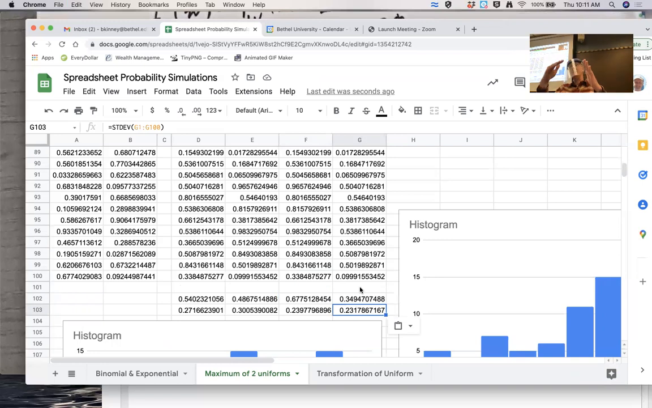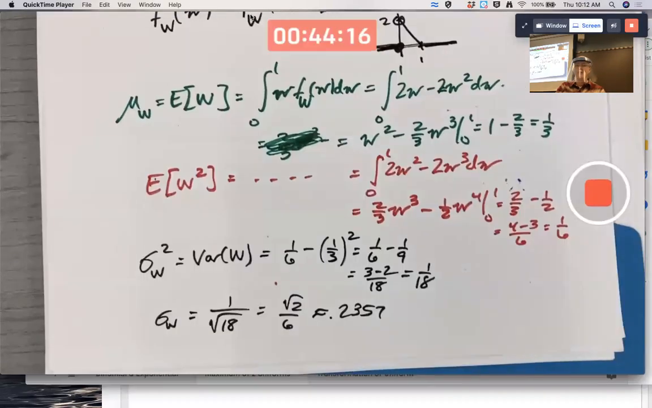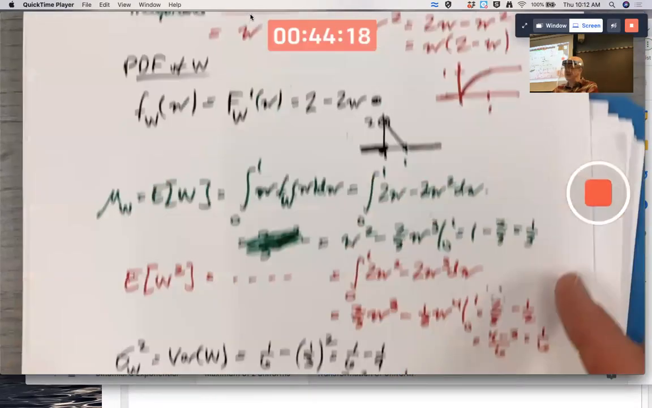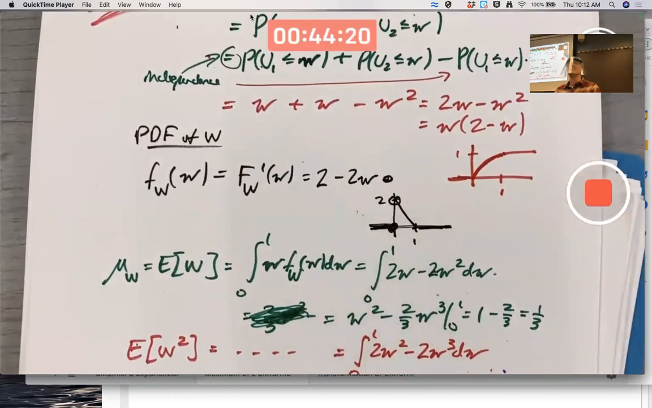If I made a histogram, it would be a decreasing histogram. PDF looks like that. I think that's pretty cool. Can I clarify anything?